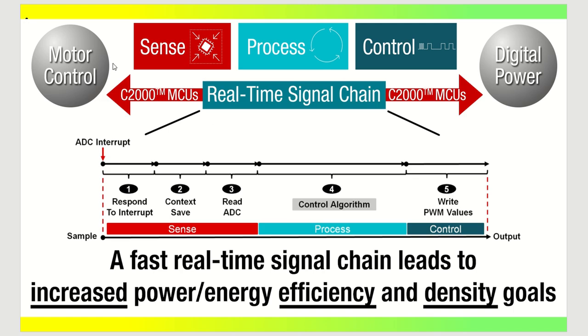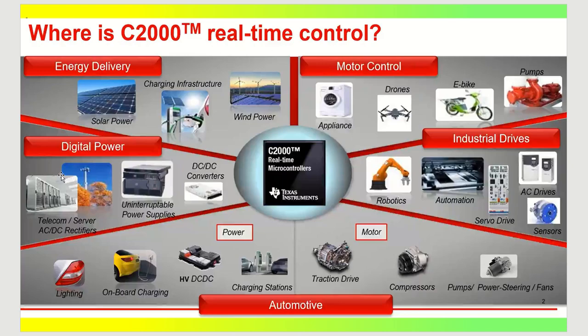So as you can see, I have taken this slide from the Texas Instruments website. This can be utilized for motor control as well as digital power, and you have a real-time signal chain. Okay, so the C2000 series is going to help you with sensing, processing, and control for anything that you need, and responding to a fast real-time signal chain leads to increased power, energy efficiency, and density goals as well. If you want to know the applications, these are the various sectors where it can be utilized, and this is one of the best slides that I have seen in a lot of seminars that I have attended.